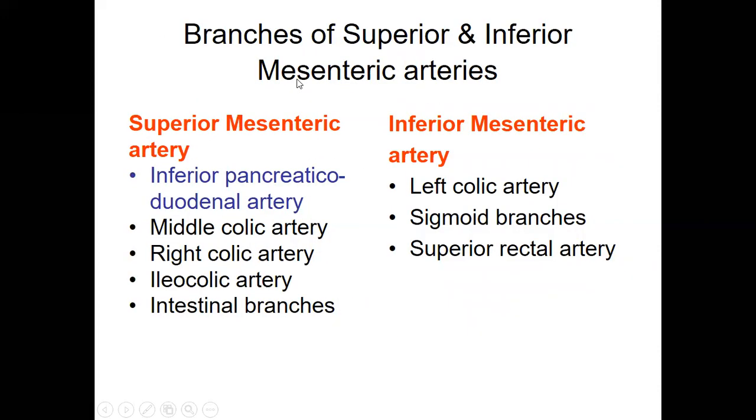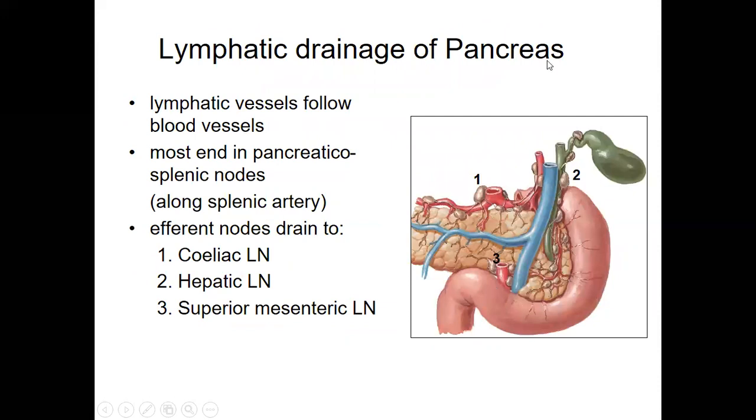Actually, this part is not related to the topic that I'm going to touch on today regarding the pancreas. For the lymphatic drainage of the pancreas, the lymphatic vessels follow the blood vessels. This is the most important thing. Most of the lymphatic drainage will end in the pancreaticosplenic nodes along the splenic artery. Most of the vessels will end at the pancreaticosplenic nodes along the splenic vessels.